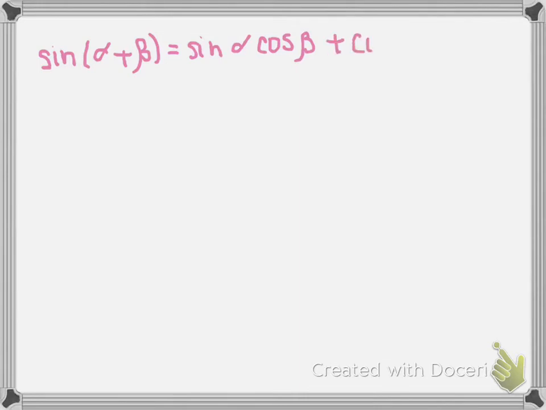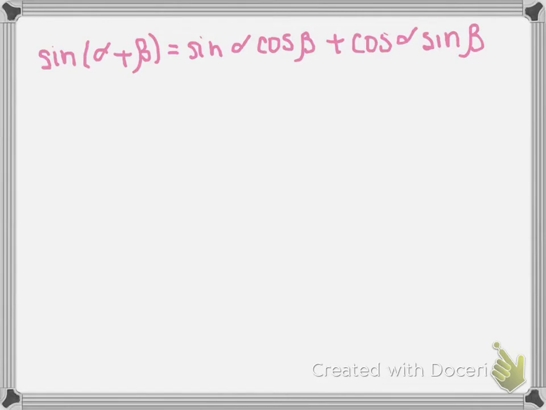So we had a formula on our sheet that said that the sine of alpha plus beta is the sine of alpha times the cosine of beta plus the cosine of alpha times the sine of beta. And then I'm just reading that off that sheet. That's one of the ones we're going to memorize.